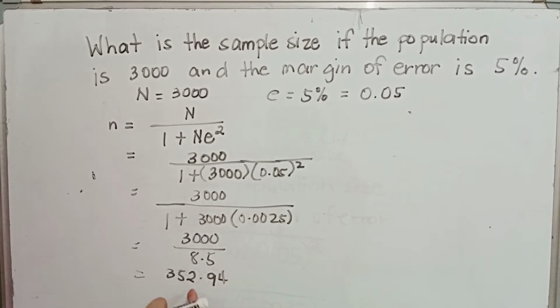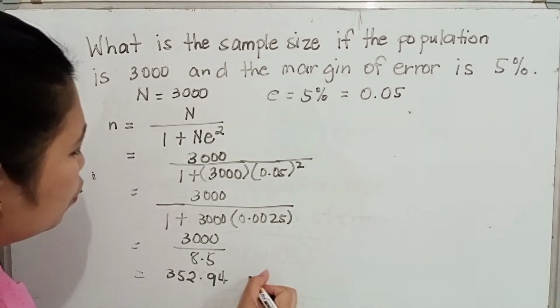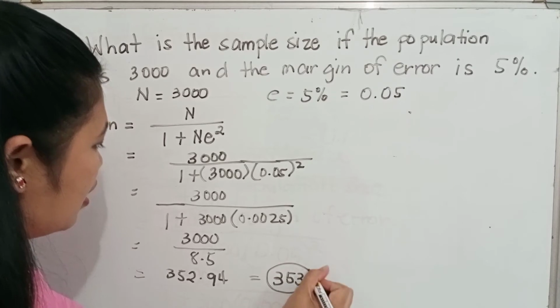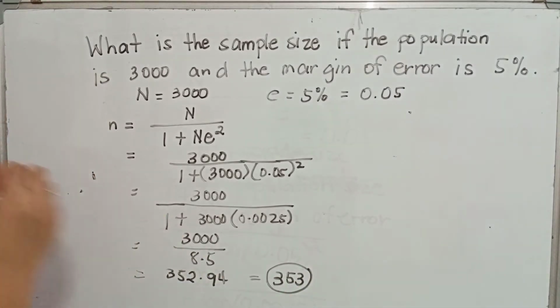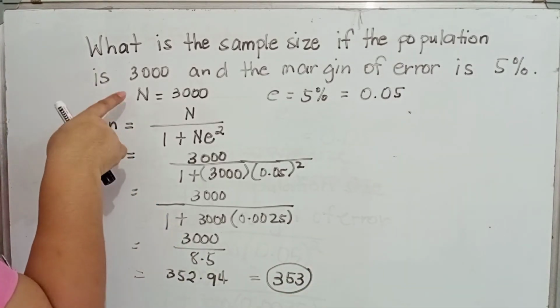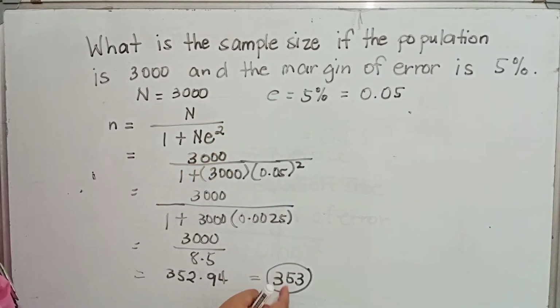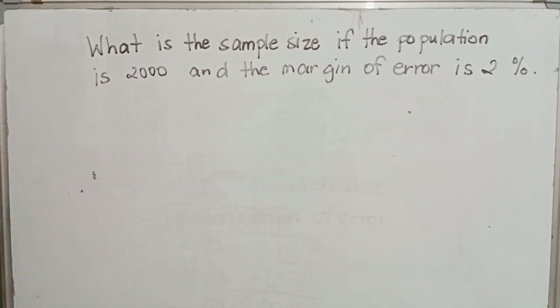352.94. Of course, we must round our answer to the nearest whole number. So therefore, this is equivalent to 353. So therefore, our sample size, given a population size of 3,000 and a margin of error set at 5%, is equal to 353. Okay class, let us have another example.